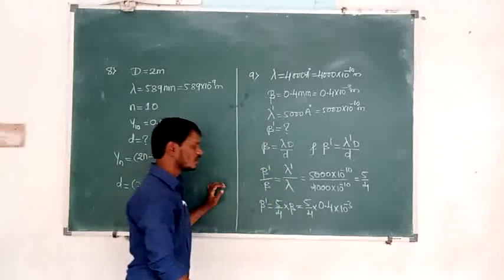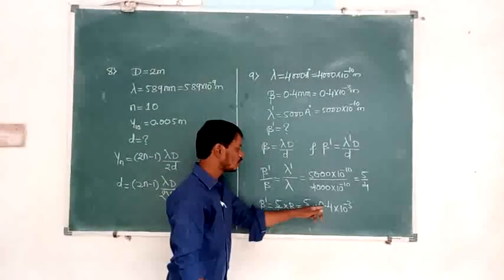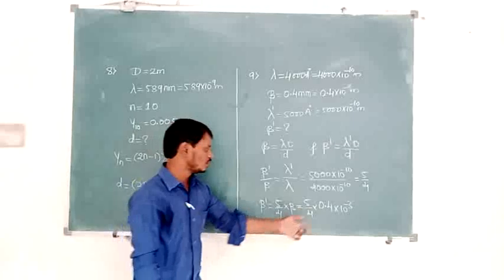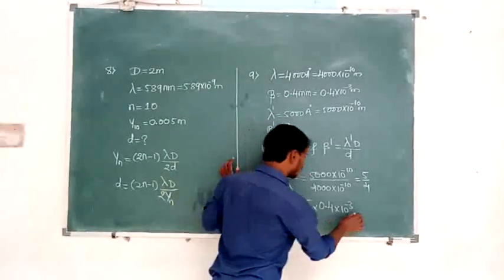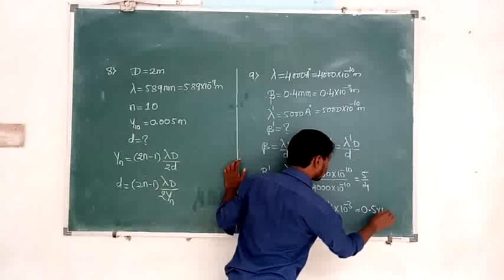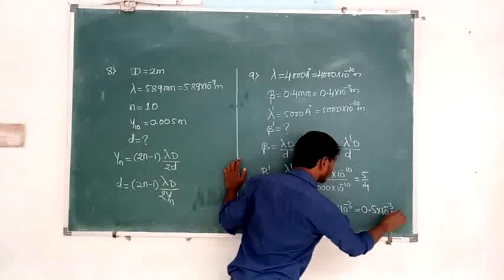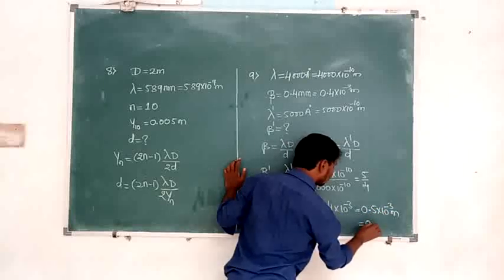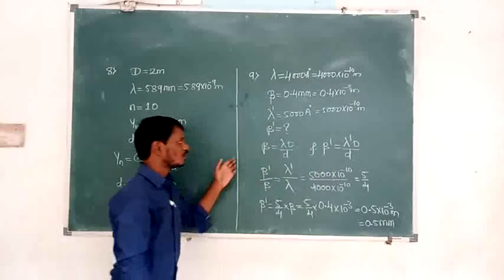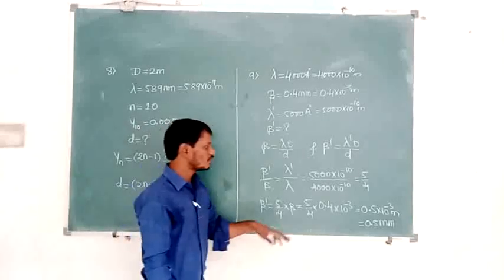Okay. So what is the answer now? 0.4 divided by 4, that is 0.1. 0.1 into 5, that is 0.5. 0.5 into 10 to the power of minus 3 meter. It is 0.5 millimeter. So what about fringe width now? Fringe width is 0.5 millimeter.